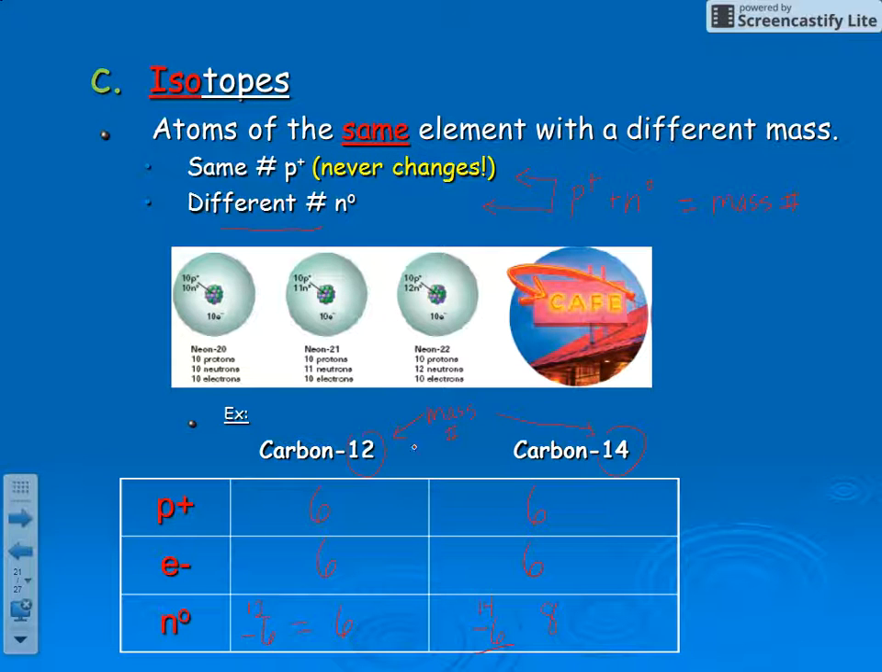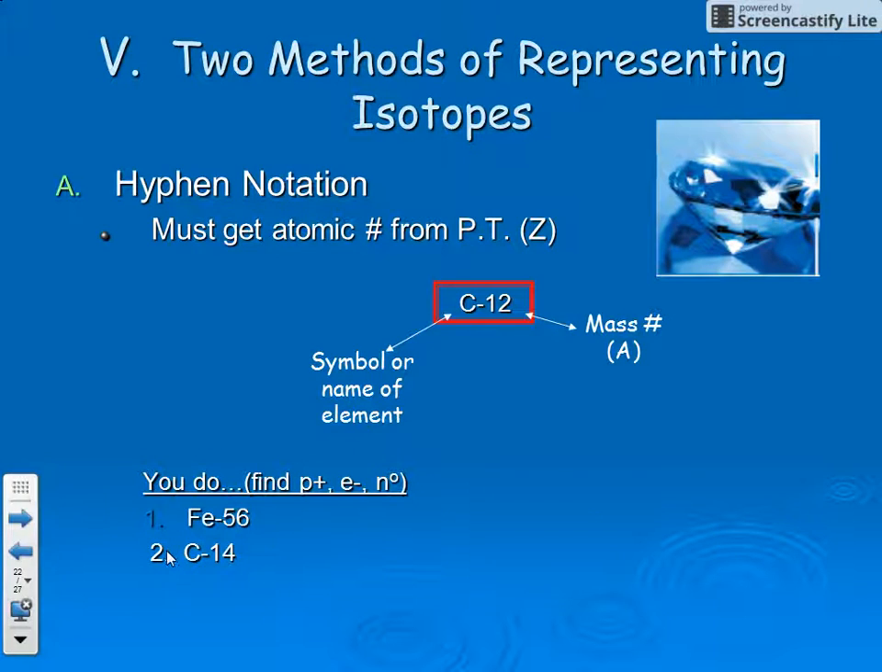Notice between these two isotopes, same element, but their mass numbers are different. And the reason that their mass number is different is because if you compare their neutrons, they're different. So since you can have isotopes of atoms, we have 2 methods of representing isotopes. We have the hyphen notation and the nuclear notation.